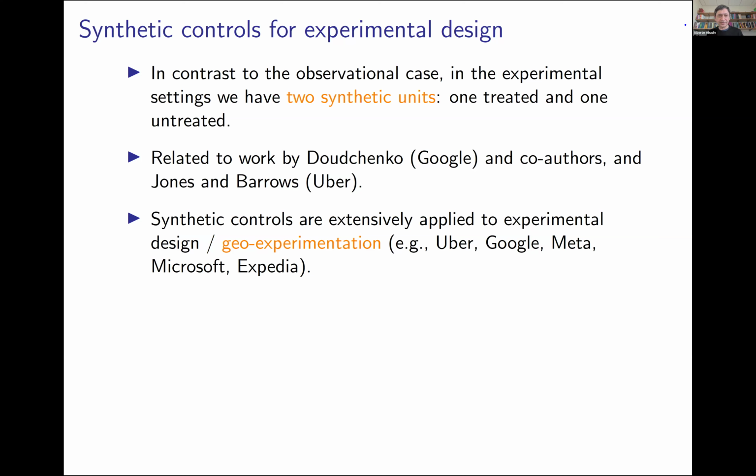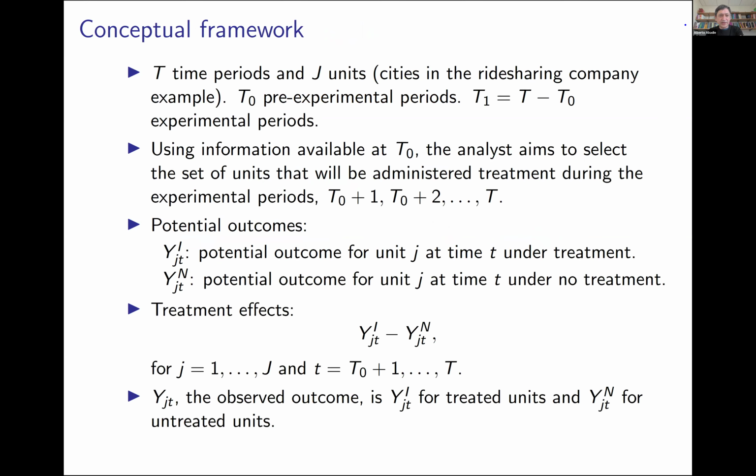Okay, very good. So let's start with some notation and concepts. We are going to work with a panel. We're going to have T time periods and J units. The units can be cities in the ride-sharing company example. We're going to have a T0 pre-experimental period and a T1 experimental period. So this means that at T0, there is an analyst sitting there trying to think about which units are going to be selected for treatment and which units are going to be selected for the control group. And the treated units are going to be treated over the entire set of experimental periods.